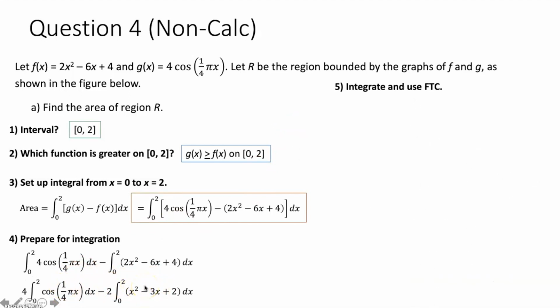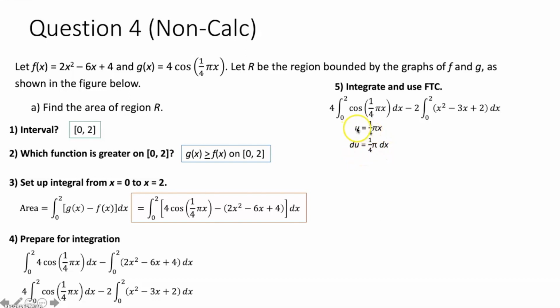So let's go ahead and integrate each of these and use the fundamental theorem of calculus to evaluate the definite integrals. To integrate here, what you need to do is take the antiderivative of each of these terms. To take the antiderivative of the cosine of 1/4 pi x, notice that it's not just cosine of x, it's cosine of 1/4 pi x. To integrate here, you need to use u substitution. You're going to have to set u equal to 1/4 pi x. That means when you take the derivative with respect to x, you get du dx is equal to 1/4 pi. Multiply both sides by dx, you get du is equal to 1/4 pi dx.